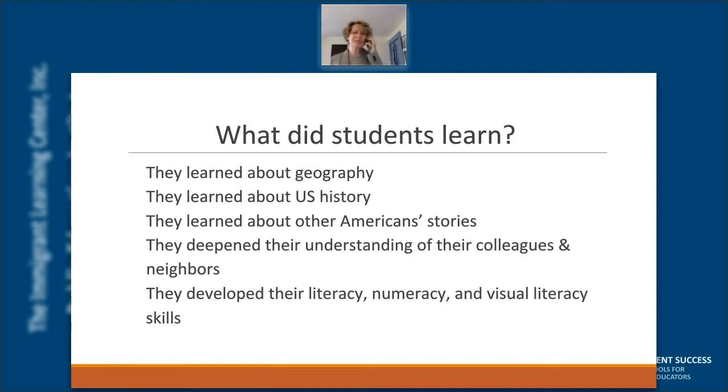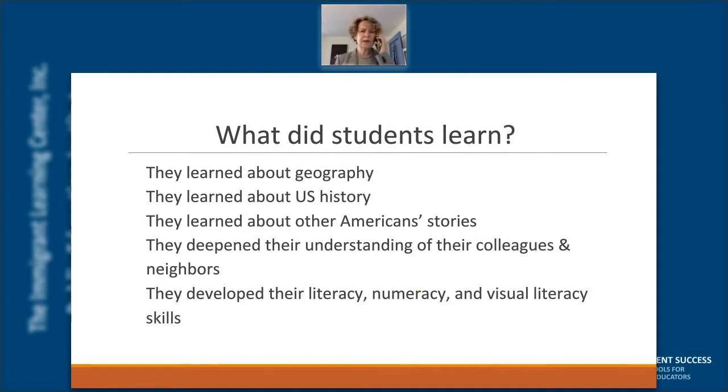What did the students learn? I think they learned about geography, about U.S. history. They learned about other American stories, and that was probably the most important impact that this curriculum had for them. They deepened their understanding of their colleagues and of their neighbors and of this area. And they also developed their skills, their literacy, numeracy, visual literacy skills.